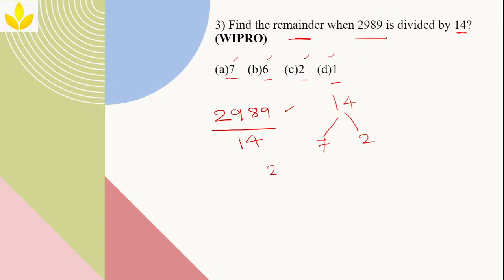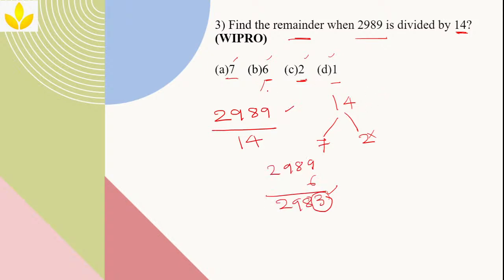If I subtract from 2989, we'll first go for even numbers. Now you'll get to know why. If I subtract from 2989, I'll get 2983, an odd number. Is it divisible by 2? No. So this option is eliminated here itself.